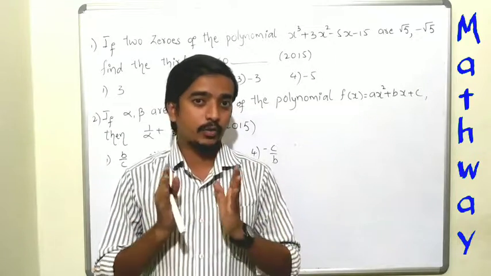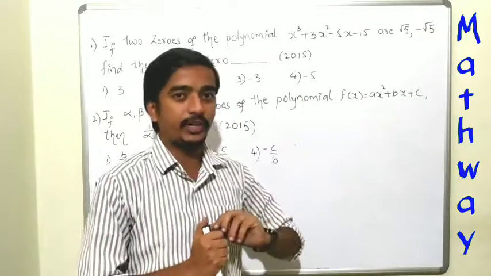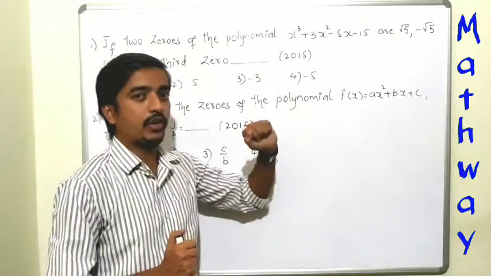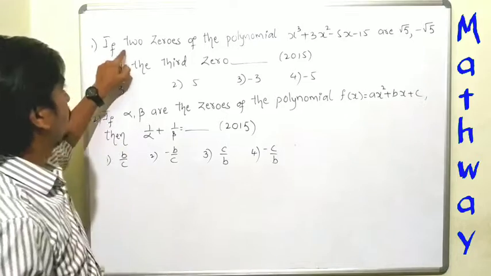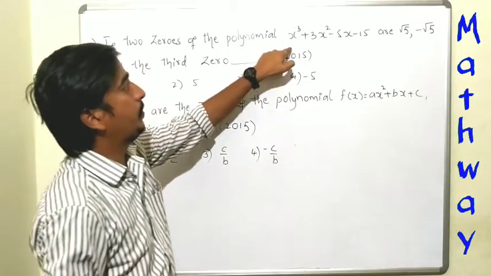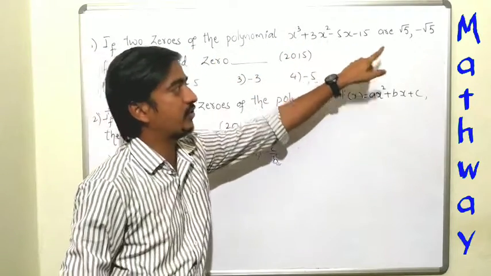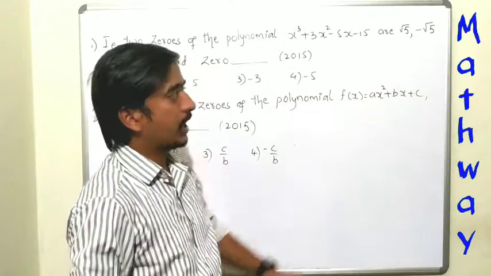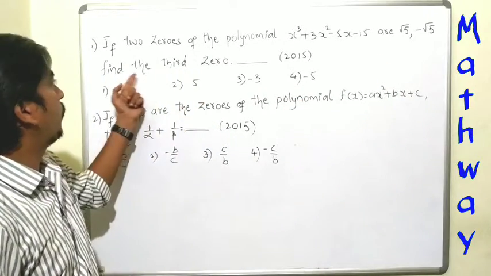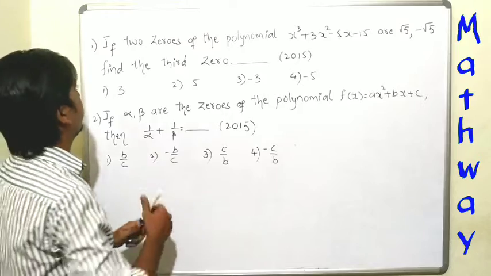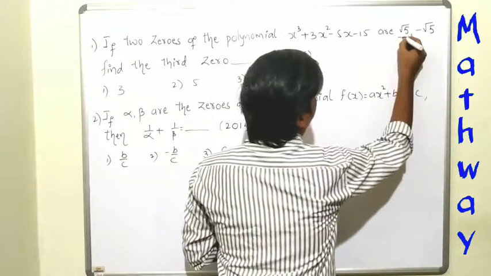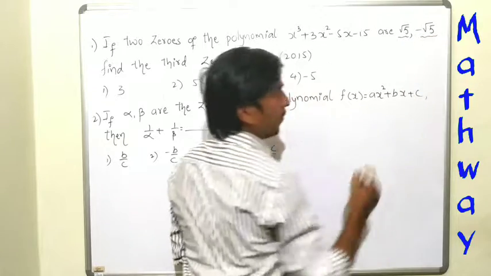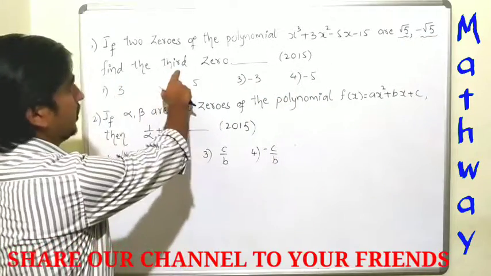Now let's see what questions were asked in the year 2015. In the year 2015, we got 3 questions from the polynomial chapter. The first question is, if two zeros of the polynomial x cube plus 3x square minus 5x minus 5 are root 5 comma minus root 5, then find the third zero. So two zeros of the polynomial are given, one is root 5, one more is minus root 5, and it asks for the third zero.